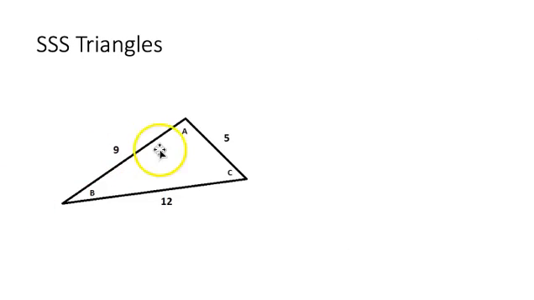Now, we have, again, our three angles, big A, big B, big C. Opposite big A, little a is 12. Opposite big C, little c is 9. Opposite big B, little b, excuse me, is 5. Those are the three sides we have, and we want to find the three angles. This is an SSS triangle.